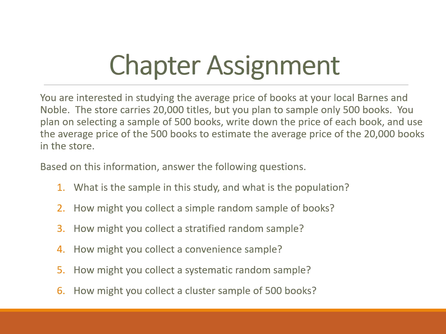Remember, the systematic random sample means that we're systematically going through and selecting every 10th, every 100th. So basically you would take 20,000, divide by 500 books, and that would tell you how many books you would have to skip over to get 500 out of that 20,000. Remember though that you do need to start randomly.